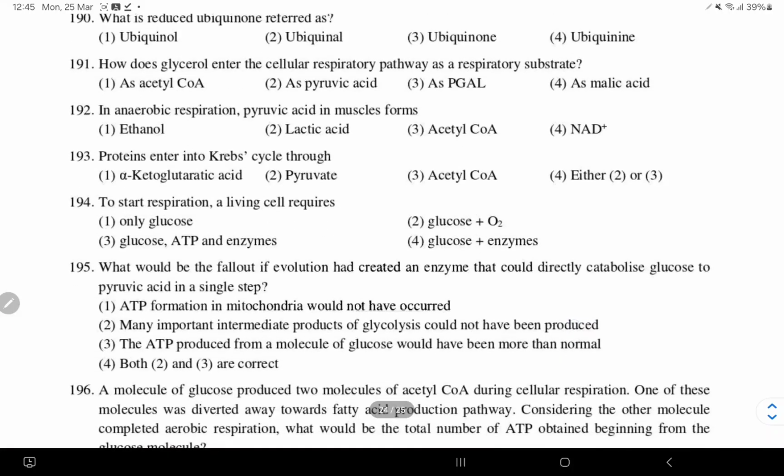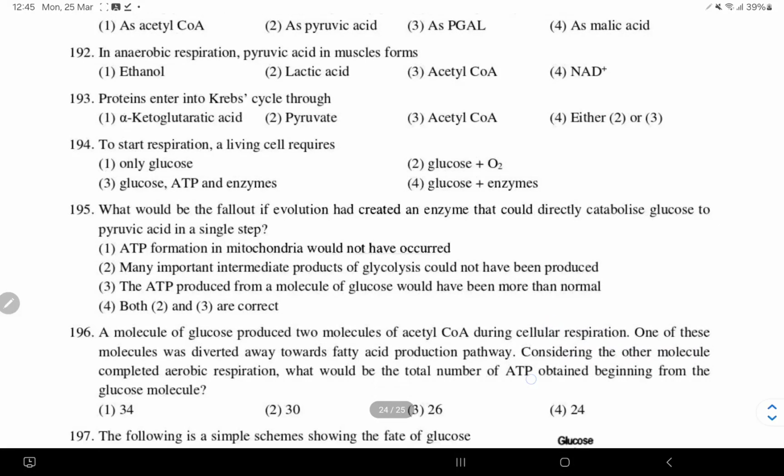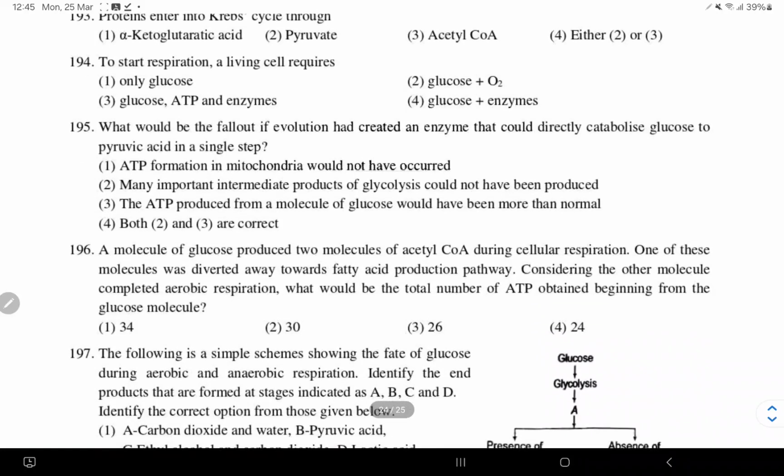How does glycerol enter the cellular respiration pathway? As PGAL, option 3. In anaerobic respiration, pyruvic acid in muscles forms lactic acid, option 2. Protein enters into Krebs cycle through pyruvate, option 2. To start respiration, the living cells require only glucose, ATP, enzymes, option 3.